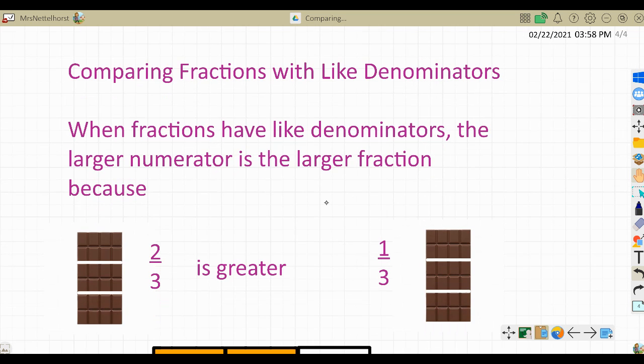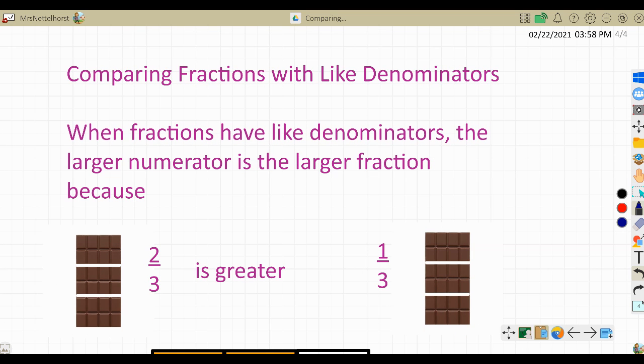Okay, comparing fractions with like denominators. Again, like means the same. So fractions with the same denominators are easy because the numerators behave like whole numbers. Bigger numerator, bigger fraction. So when fractions have like denominators, the larger numerator is the larger fraction because the pieces are all the same size. You just have more pieces for the bigger one.